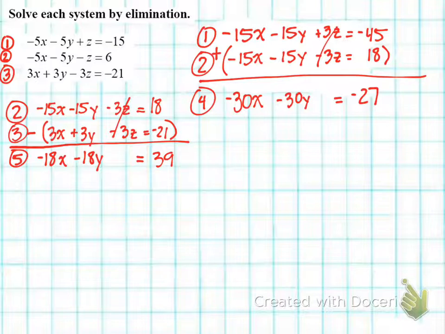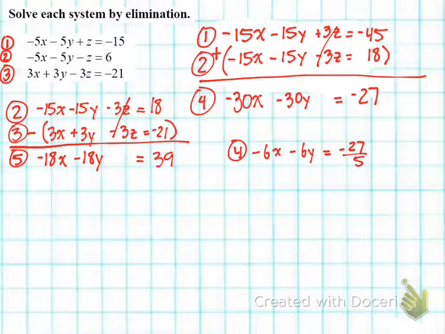What do I need to divide equation 4 by to get 6? I divide by 5. So equation 4 I'm going to convert. Watch carefully. It's going to be negative 6x minus 6y is equal to, and you're like, oh, fractions. Don't worry about fractions. Just get used to them. They're going to be around for the rest of your math career if you take calculus.